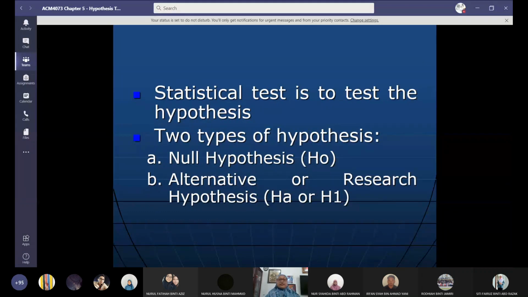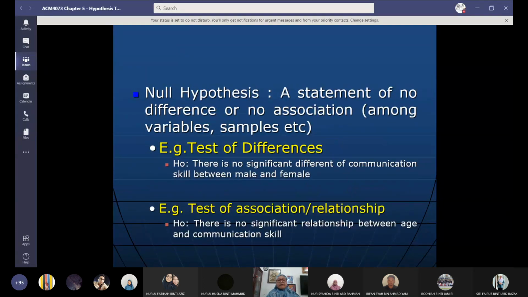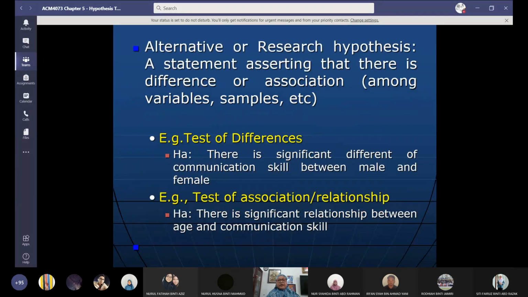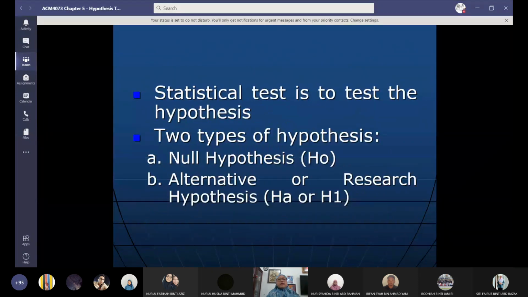Statistical test is to test the hypothesis. So how do we do it? There are two types of hypothesis. First is null hypothesis, and second is alternative hypothesis. Again, I repeat, there are two types of hypothesis. The first one is null hypothesis, and the second one is alternative.